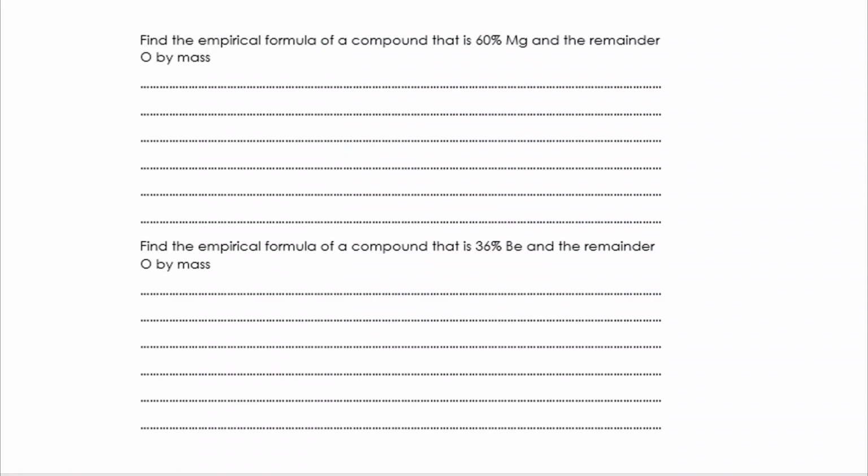We've got magnesium and oxygen. We are told that we've got 60% magnesium. I'm going to draw out my table. I've got mass, atomic mass, moles and ratio. It never changes. I've got the 2 elements involved up at the top, and I've then put my 60% magnesium in. Because this is percentage by mass, oxygen therefore must be 40.